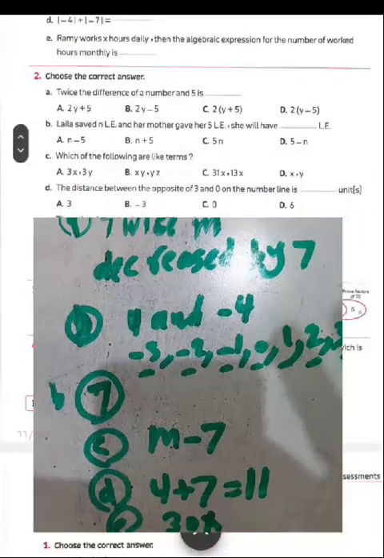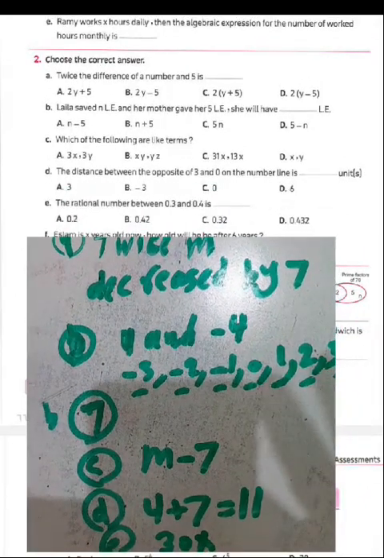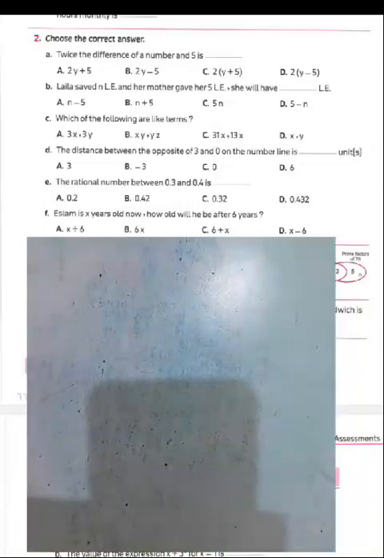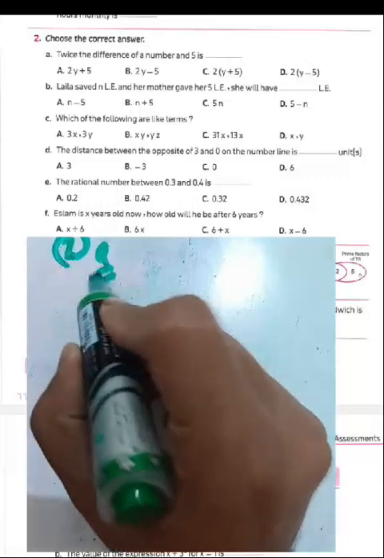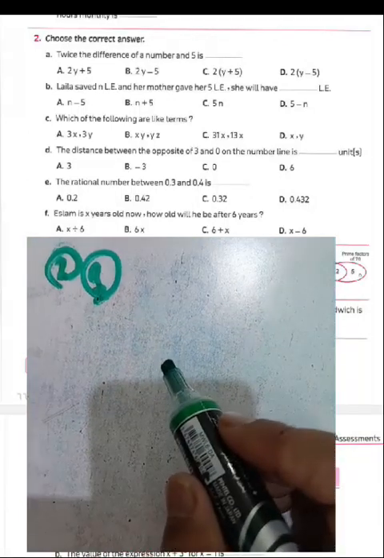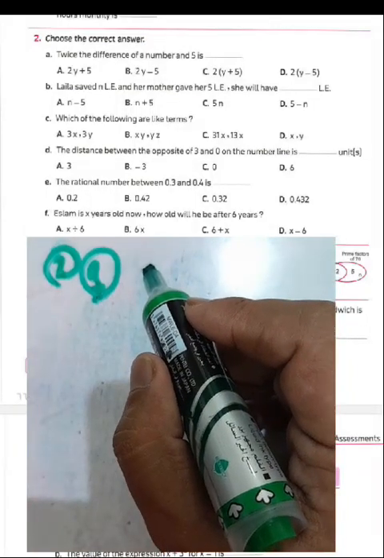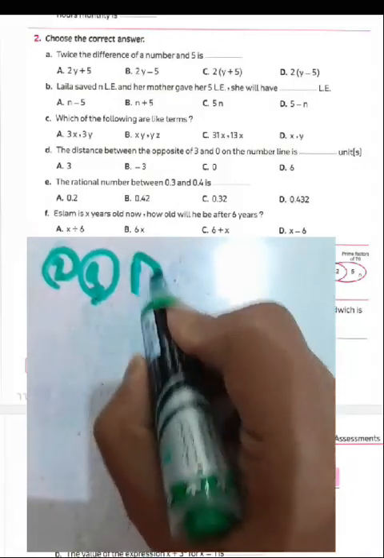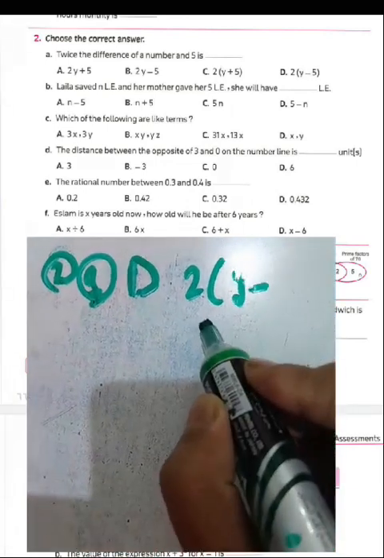Question number 2, choose the correct answer. Twice the difference of a number and 5. We can write 2 outside and open parentheses and write inside y minus 5. So we can write, about letter A, twice the difference: write 2 outside and open parentheses and write in the parentheses y minus 5. Y refers to the number. Okay, choose letter D, 2 outside and y minus 5.